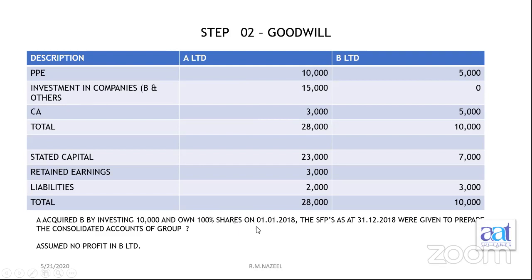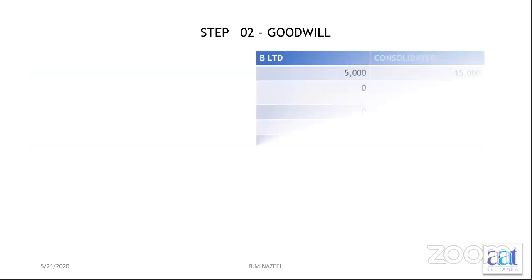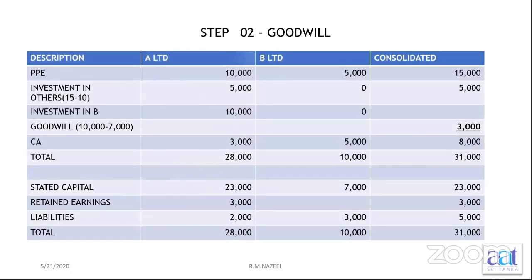The SFPs are given on that date, 31st December, and you are required to prepare the consolidated accounts. For simplicity, there are no profits in the subsidiary company. So it's a very simple form. Now you can see how I'm going to do it. I'm going to do it in a very simple format here, the answer. Now I have populated everything accordingly.